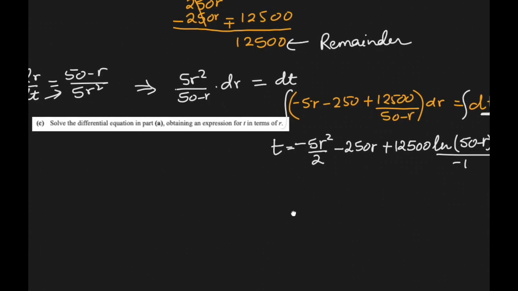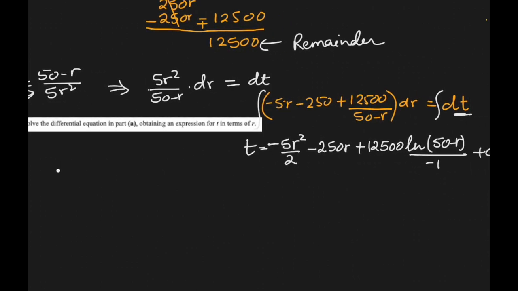Now we can write the proper equation here. T is equal to minus 2.5 r square minus 250 r. Everything is negative. This minus will make it minus 12500 natural log 50 minus r plus c.